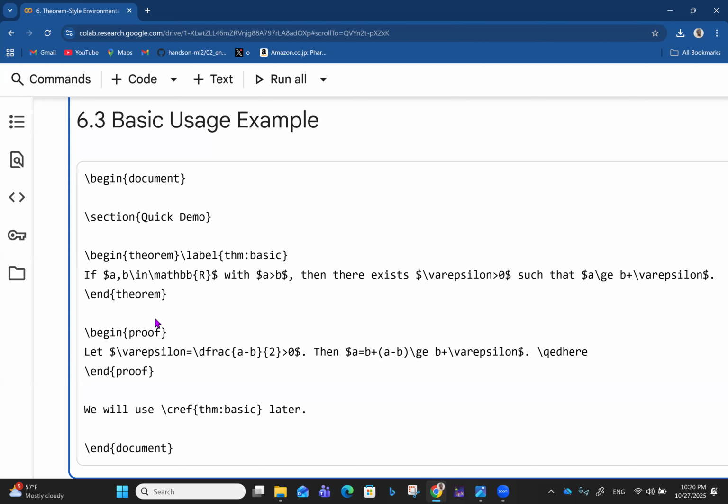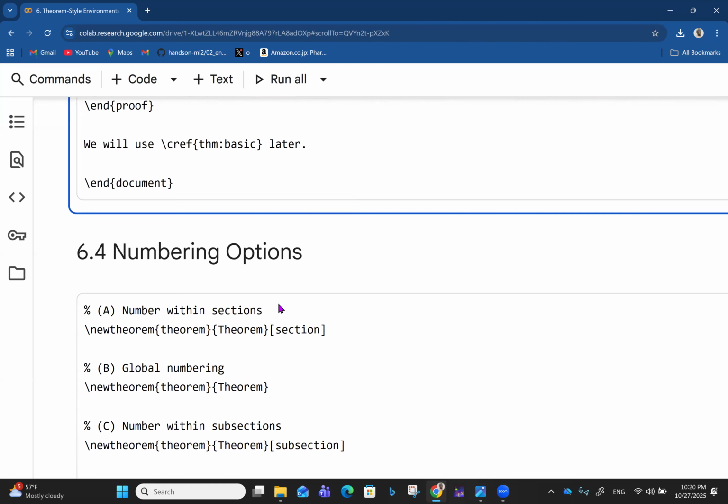To prove it, you have begin proof, end proof. So the proof will now be: let varepsilon be equal to (a minus b) over 2, greater than 0. Then a equals b plus (a minus b), greater than b plus varepsilon. And then QED here means that the proof ends like that. You can then reference the theorem itself, which has been labeled thm:basic. So we will use thm:basic later. All right, we'll see that in the mini project for sure.